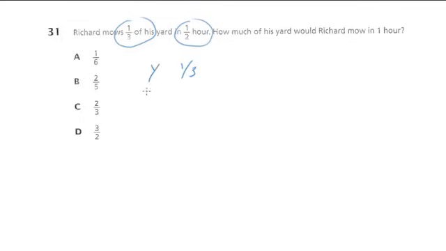So his yard, I'm going to use y, has 1/3 of it mowed, and the time in hours takes him half an hour. So don't be worried that this is a fraction over a fraction as a ratio. That's perfectly fine. Now, the question is really asking us how much of his yard would he mow if it took him 1 hour. So therefore we're told the denominator for the second ratio. So the hour, we're imagining, is 1, and we're trying to find x.